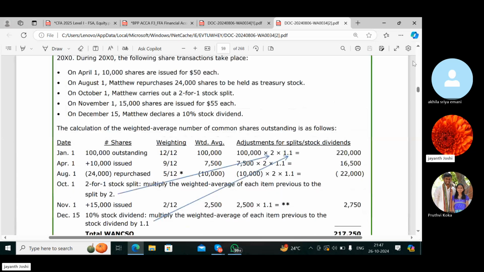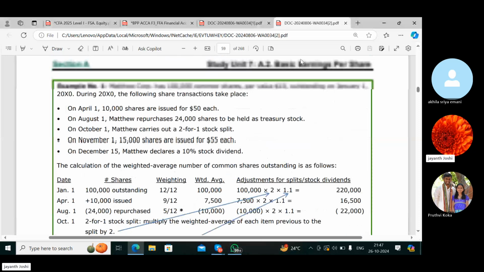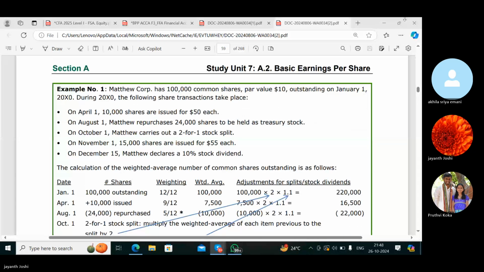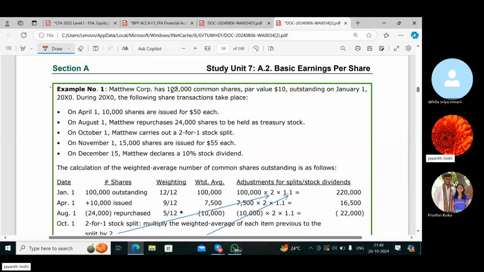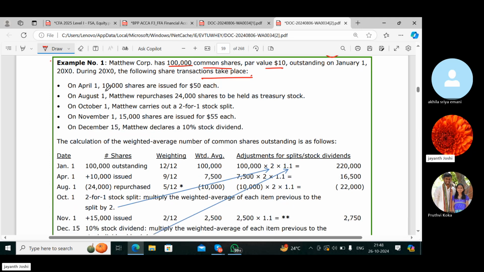There is a question in front of you. We will do this question and try to understand the things. Matthew Corporation has 100,000 common shares, par value $10, outstanding on January 1st. During 2010, the following share transactions take place. On April 1st, 10,000 shares were issued for $50. Matthew Corporation repurchases 24,000 shares to be held as treasury stock. Matthew carries out a 2-for-1 stock split. 15,000 shares were issued for $55 each on November 1st.